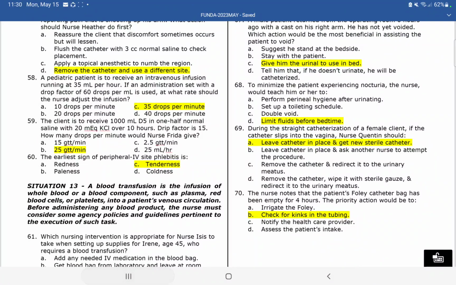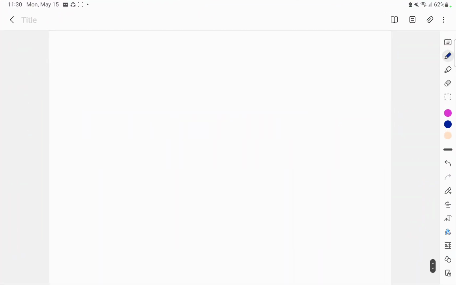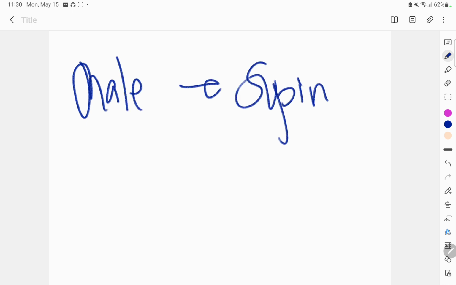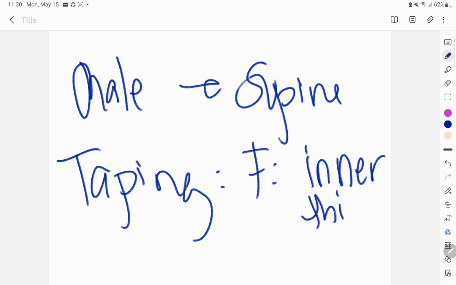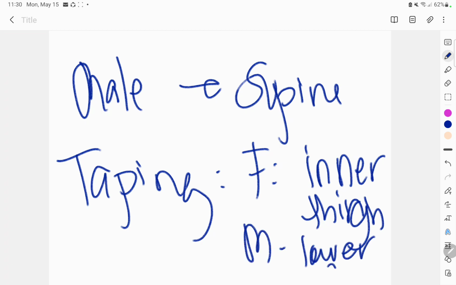Here we go. In your other catheterization, guys, for male catheterization, ang position naman is supine. Ang male, ha? Okay. For taping, saan iti-tape? For female, i-tape mo siya sa inner thigh. Okay? Taping, inner thigh. And then male, it's in the lower abdomen. Okay? Lower abdomen.